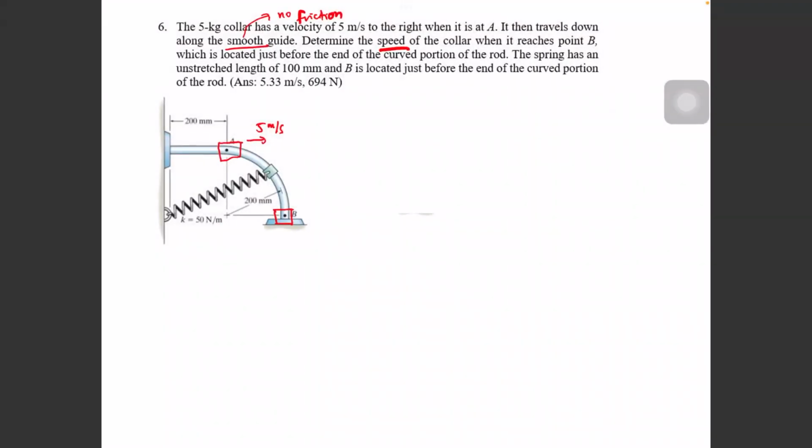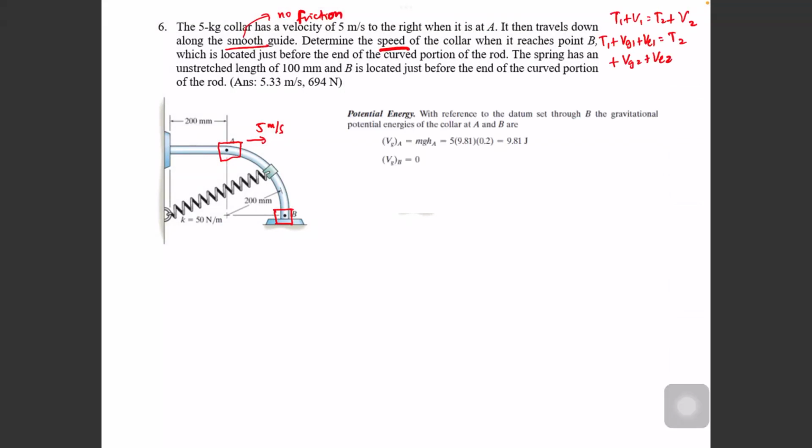Okay. So what did we have? We have T1 plus V1 equals T2 plus V2, or T1 plus VG1 plus V elastic 1 equals T2 plus VG2 plus V elastic 2. So we start with what? You can start with any. We can start with kinetic energy or potential energy. Let's say we start with potential energy, which is Vg.